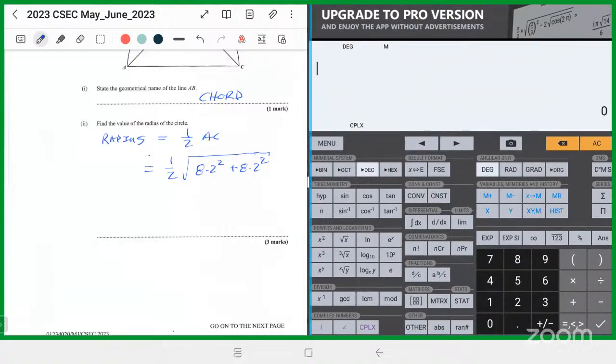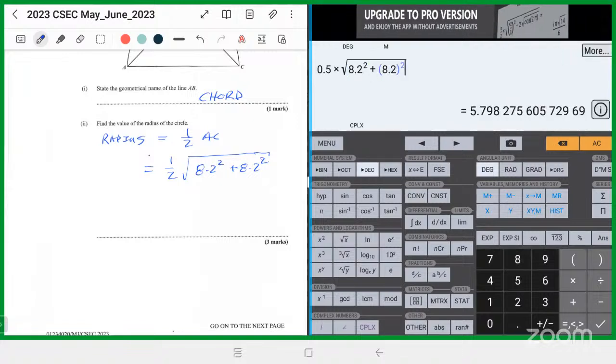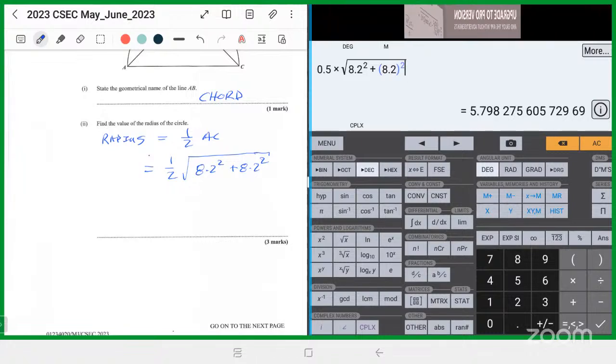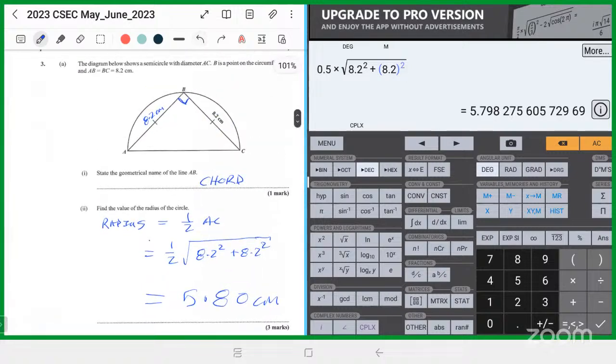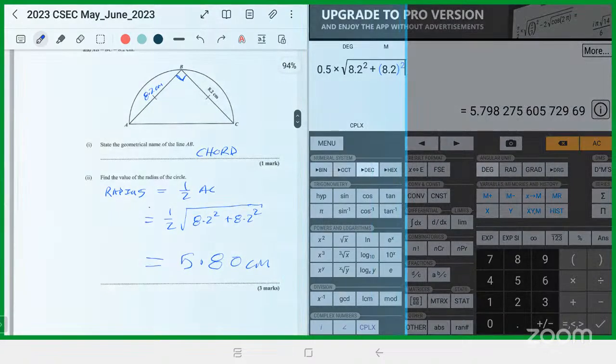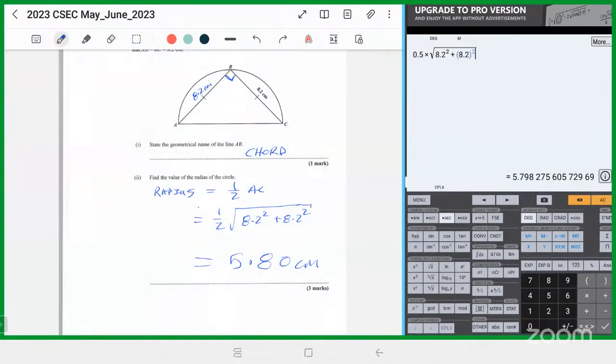That's not the only way to do it, guys. So I'm going to write half times 0.5 times square root of 8.2 squared plus 8.2 squared. 5.79, call it 5.80. 5.80 if you write it to 3 significant figures and it is in centimeters, right? Everything was in centimeters, yes. So if you do it some other way and get 5.80, it's still good. I can see several other ways to do this question right now.